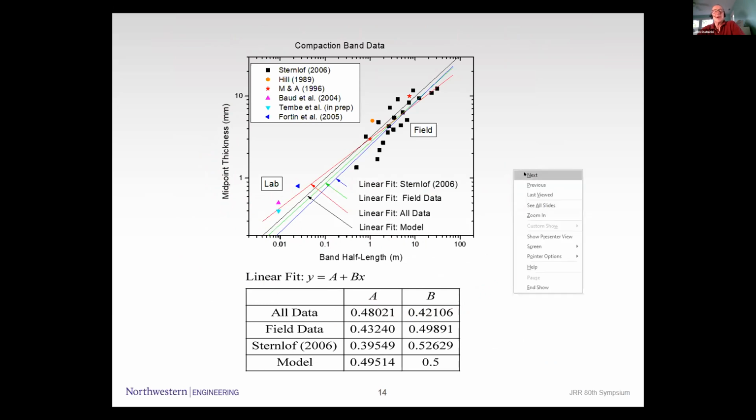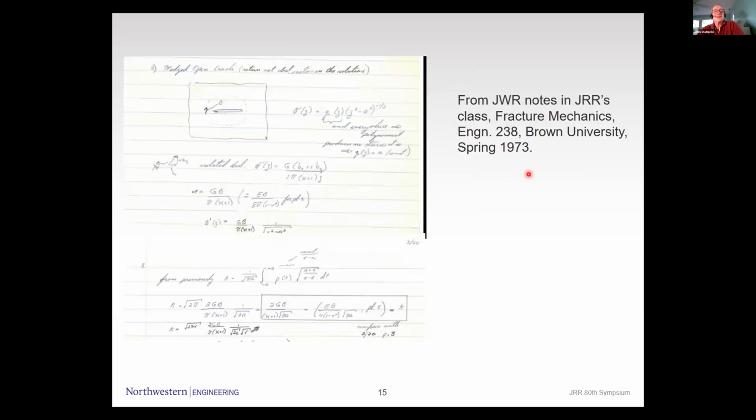And so again, I went back to Jim's work. This is something he taught me in fracture mechanics. Again, that was maybe 40 years before. This is a copy, which you probably can't see very well, of my notes from that course, in which he had talked about the propped open crack, so a crack which encloses a fixed amount of dislocation. Again, I adapted that to the compaction band case, and it does have this square root dependence.